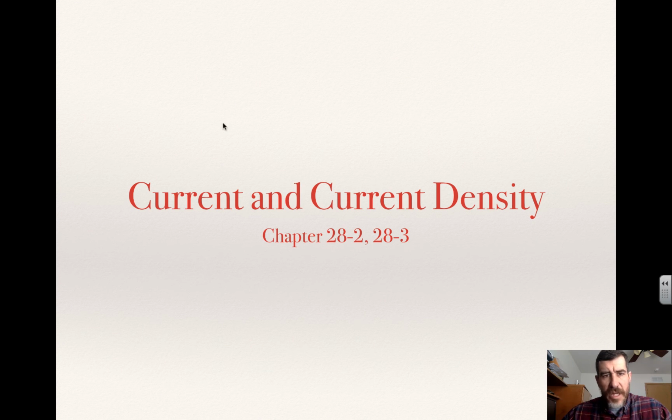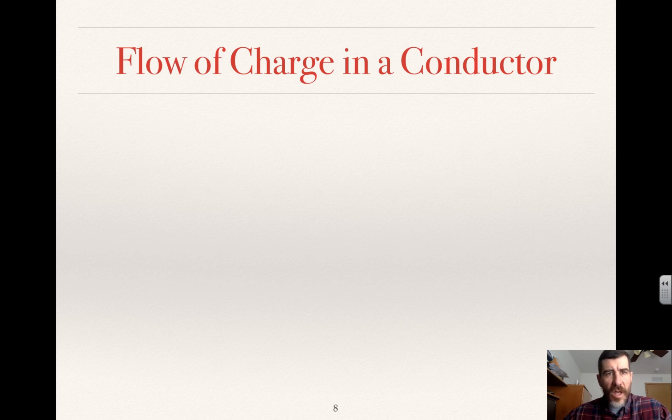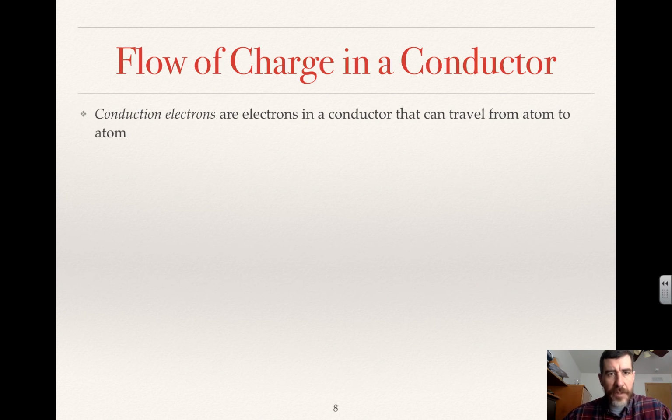So the first video from chapter 8, we're going to talk about current and current density, and this covers chapter 28.2 and 28.3 in the textbook. Okay, so first off, let's look just a little bit about how charges actually flow in a conductor. So we've talked about conductors, and I've always made the statement that charges are relatively free to move around in a conductor, but what exactly does that mean?